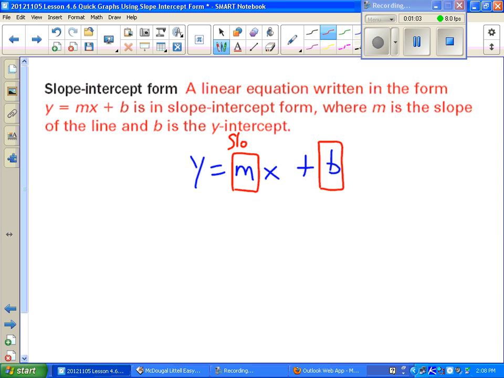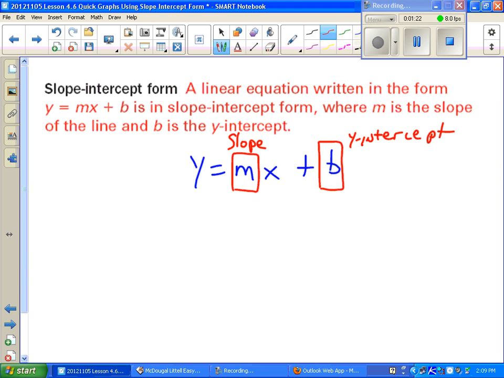Slope is m, and we've talked about that already. B is the one that's new to us. B is our y-intercept. That is where it crosses through the y-axis. So you have four things, including those two.